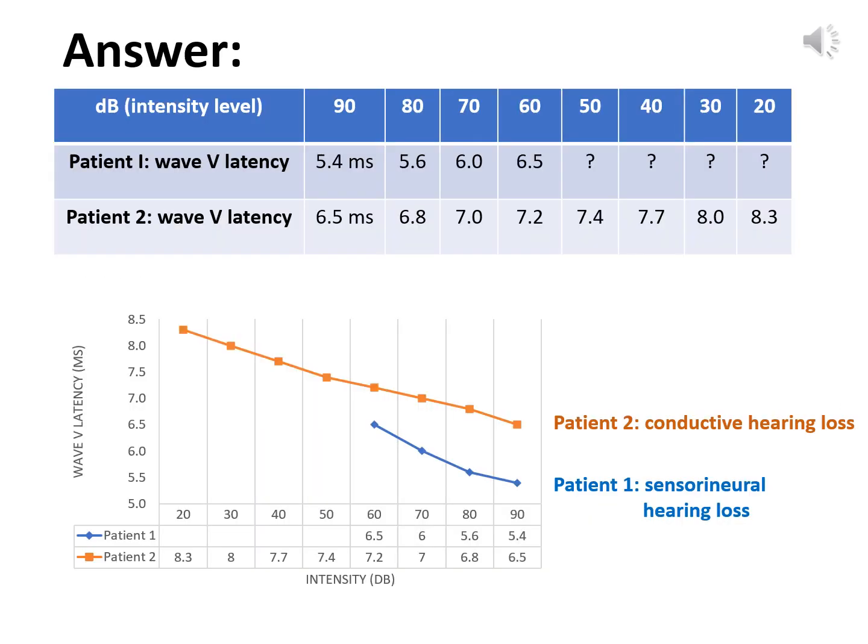And so here is what the plots would look like. In this graph, patient 1 is plotted in blue, and patient 2 is plotted in orange. Patient 1 shows a wave 5 latency that disappears in the lower intensities. This suggests a sensorineural hearing loss. Patient 2 shows a wave 5 latency that is increased equivalently across the intensities, and this suggests a conductive hearing loss. Therefore, patient 1 has a sensorineural hearing loss, and patient 2 has a conductive hearing loss.